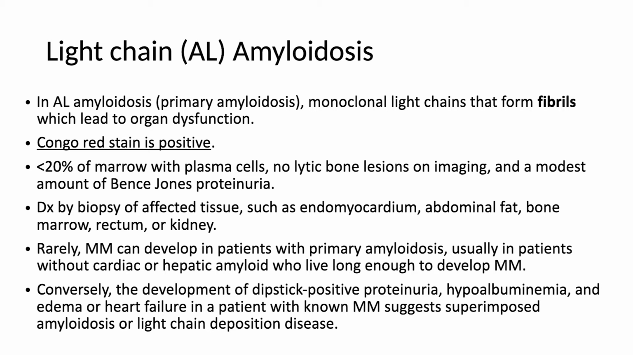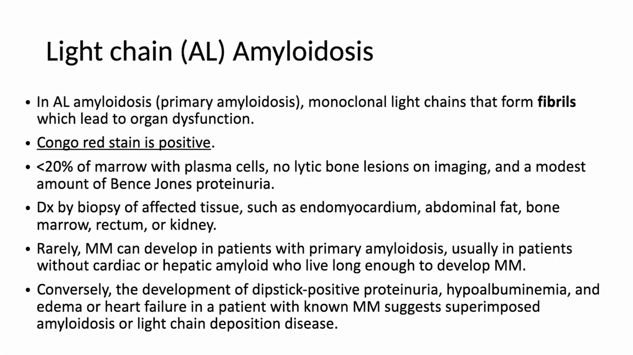One thing to remember about amyloidosis is that amyloidosis does not have to be systemic. It could be organ limited. It could be involving 1 or 2 organs. So it's best if you can biopsy the organ which is involved. So usually it is abdominal fat, bone marrow, rectum, kidney, and endomyocardium that we biopsy.